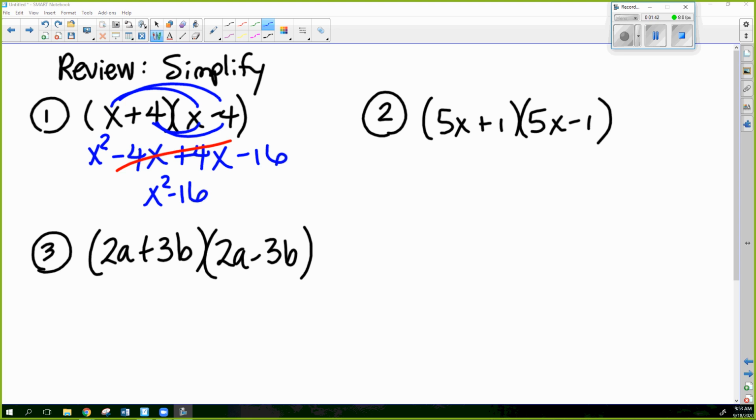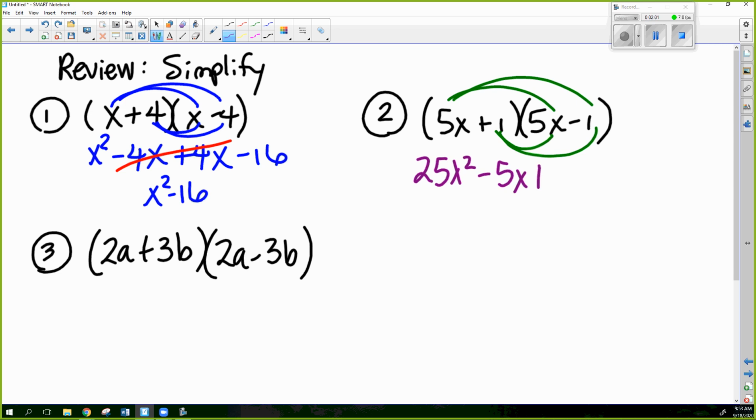All right, so let's take a look at these, even if you're not quite finished. Again, we're just double distributing. Distribute the 5x and then distribute the 1. And hopefully you guys get 25x squared, then minus 5x plus 5x minus 1. What happens again? The stuff in the middle disappears. And so my final answer here would be 25x squared minus 1.